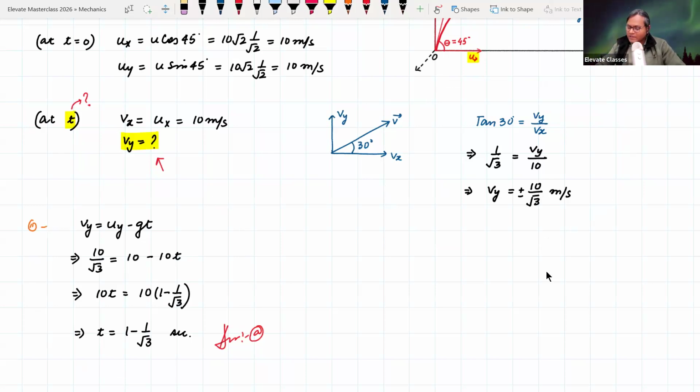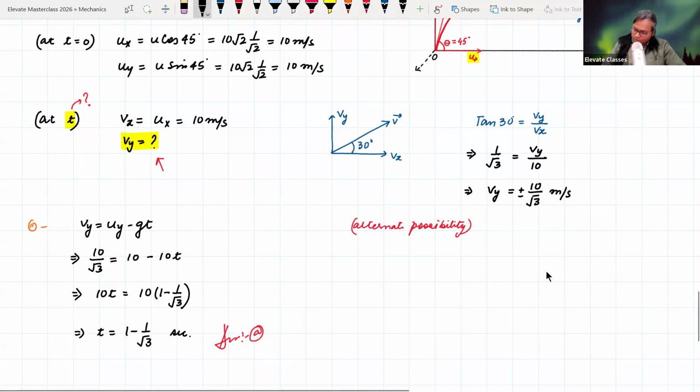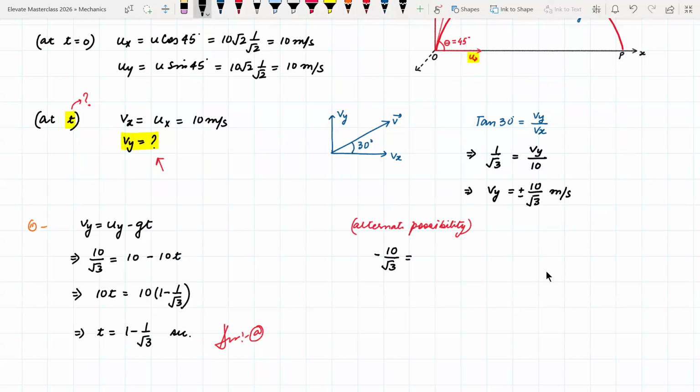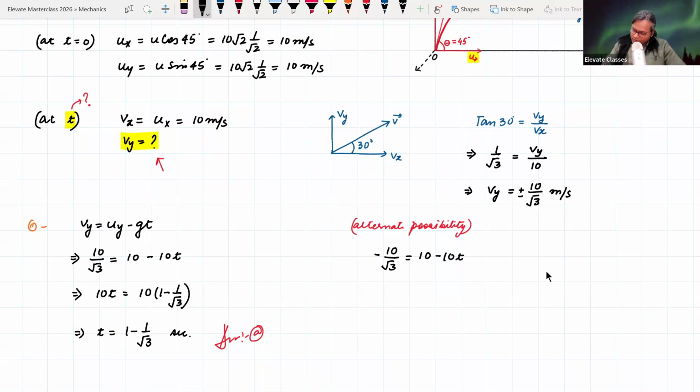Okay? I have also said here that Vy can have two distinct values. Alternate possibility: if we take Vy to be negative, we will get minus 10 upon root 3 is equal to 10 minus 10t. So this is going to become 10t is equal to 10 times 1 plus 1 upon root 3.